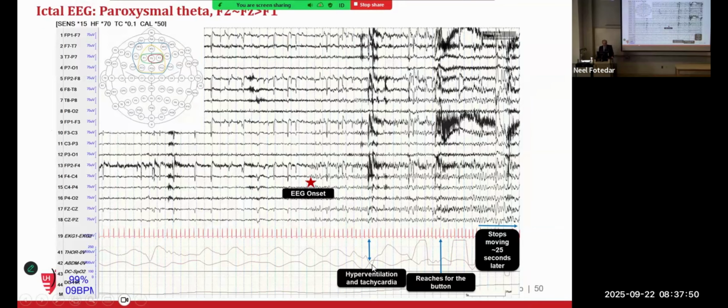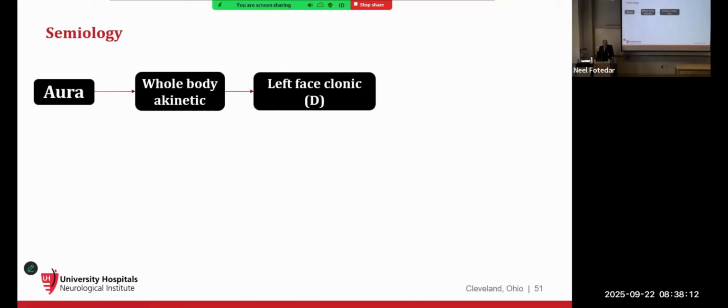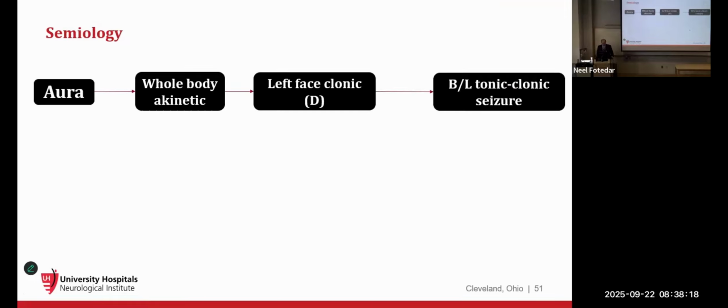And then it was started by hyperventilation and tachycardia, which is what she described as the inability to breathe, was actually hyperventilation. So I don't know if that's a response to fear or a primary symptom, because she's also scared. Then she reaches for the button and she stops moving 25 seconds after the seizure has started. So she has the aura, then she has the whole body akinetic, and then it actually evolved into a left face clonic, by which time she was completely dialeptic and had a bilateral tonic-clonic seizure. So this is the evolution of her semiology.